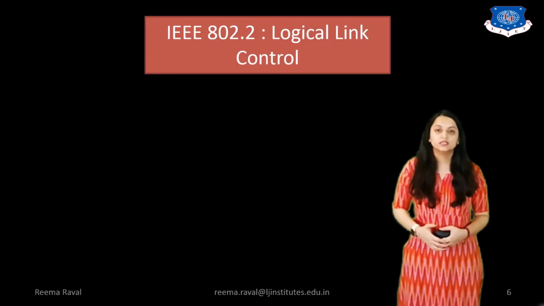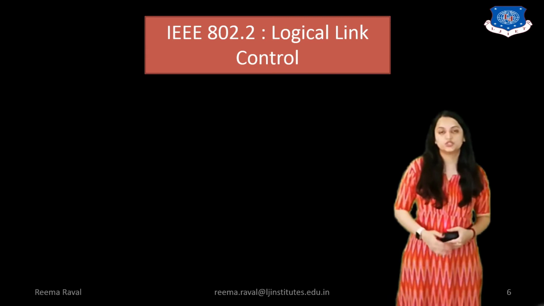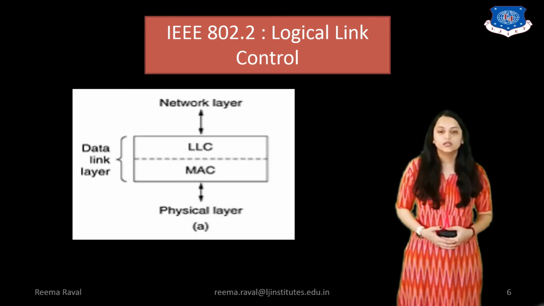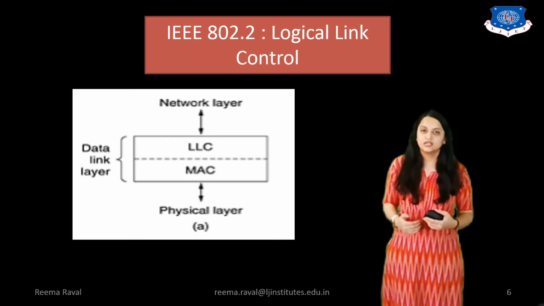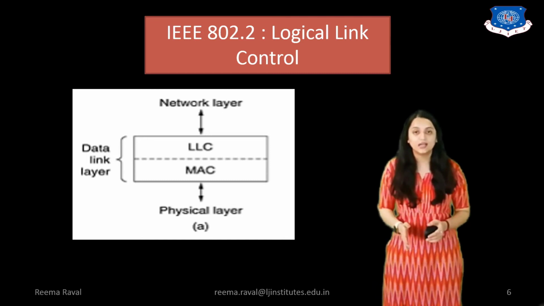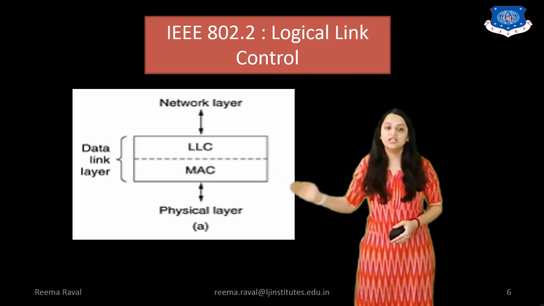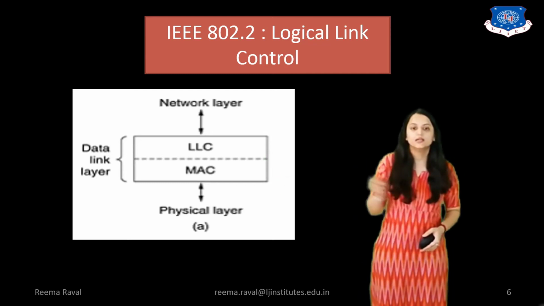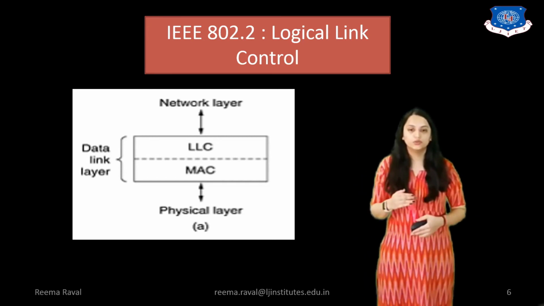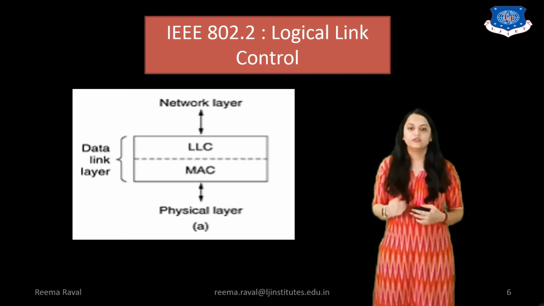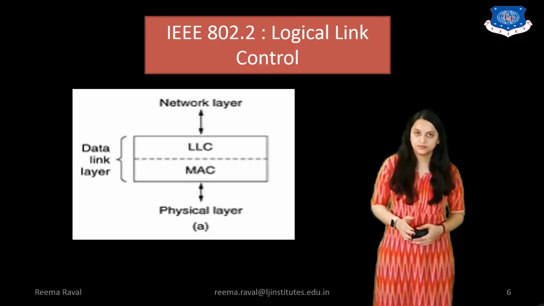Now let us see the next one, that is IEEE 802.2 LLC, which stands for Logical Link Control. Here you know that the medium access layer has two layers above that. That means the data link layer is divided into two layers, which are MAC and LLC, where MAC stands for Medium Access Control Sublayer and LLC stands for Logical Link Control. So the data link layer, between the physical layer and network layer, has two sublayers, LLC and MAC.